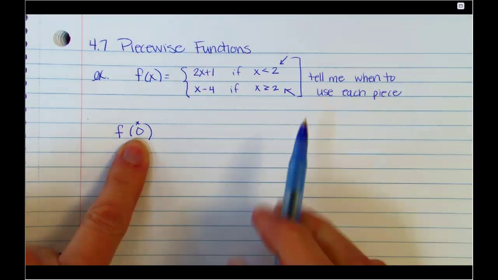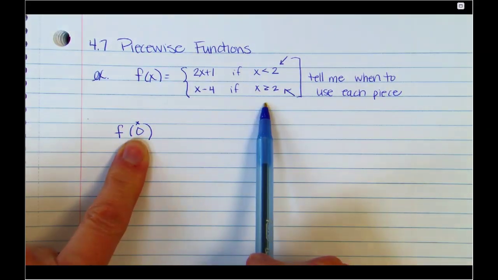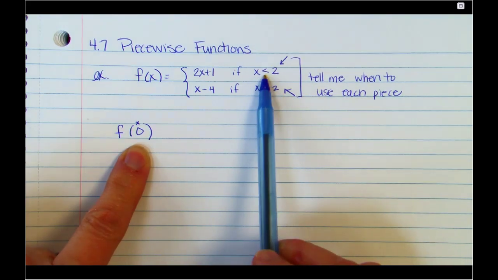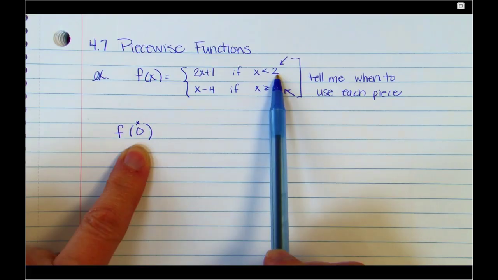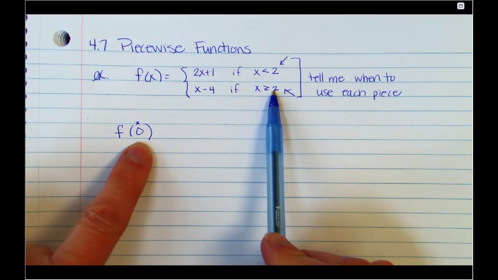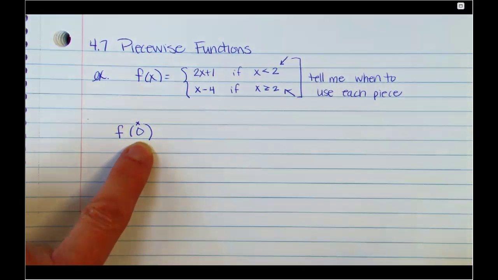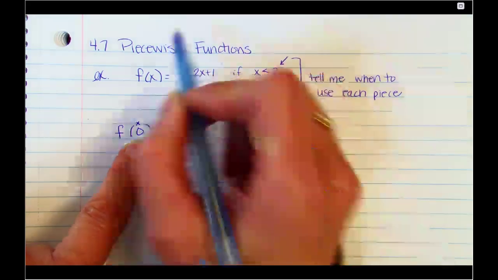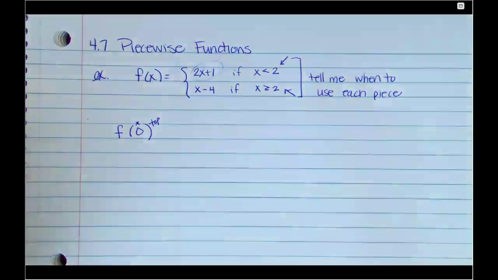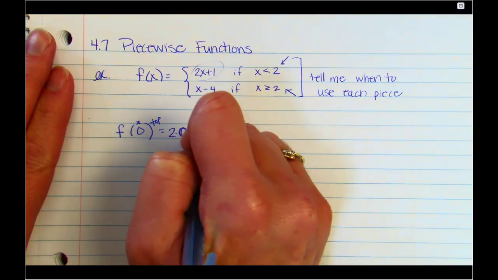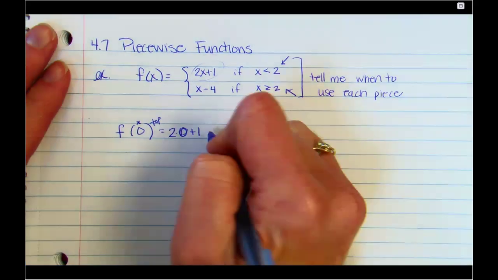Now, this piece over here, people like to ignore them because they don't like inequalities, but this is important. This says x is less than 2. That's how I read that, right? X is less than 2. This says x is greater than or equal to 2. So, is this x value less than 2 or is it greater than 2? 0 is less than 2. Because it is less than 2, we're going to use the top equation to plug our 0 into. So we plug it in. It's 2 times 0 plus 1, which is, as Tyler said, 1.